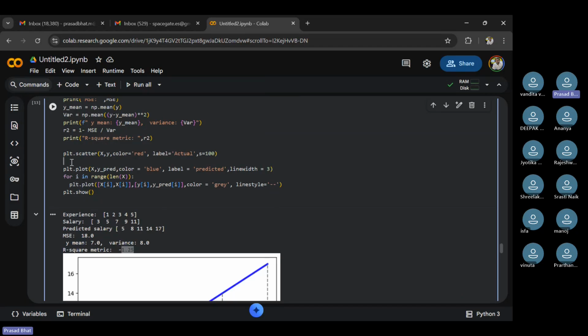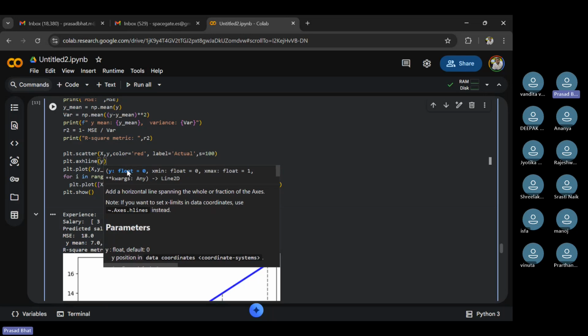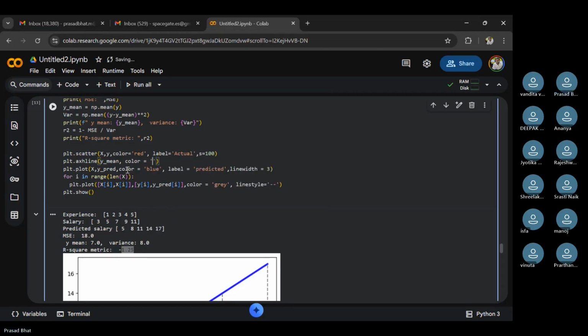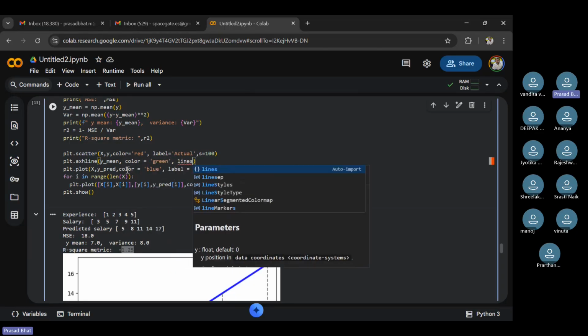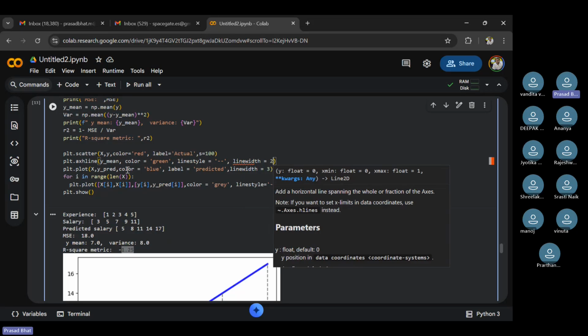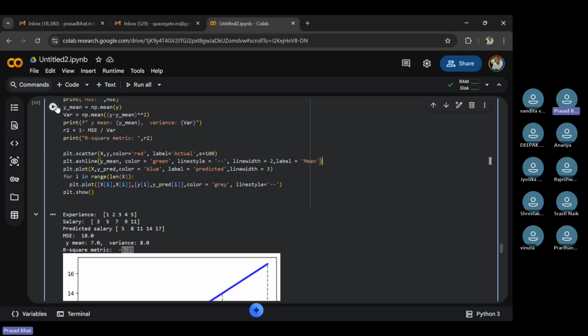Okay, if I simply draw the mean line, let me put a small line here. plt.axhline, a horizontal line, with y_mean. Let's give it some color, maybe green is good. Anything is fine. Let's make this also a dashed line, with linewidth equal to 2. Let's label this. It's the mean. Okay, just run this code.